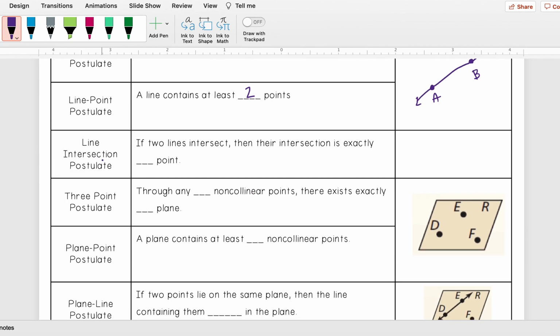And then we have the line intersection postulate, and that says if 2 lines intersect, then their intersection is exactly 1 point. So if I have, again, line L, and let's say I had line N, then their intersection is exactly 1 point, and let's call that point C.